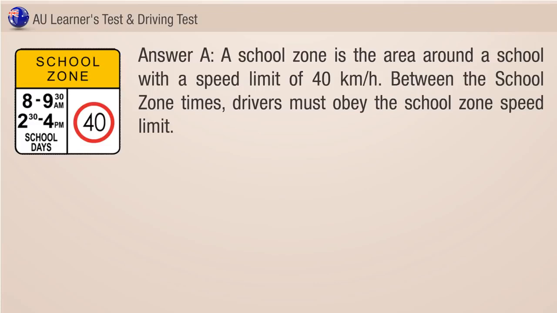Answer A. A school zone is the area around a school with a speed limit of 40 km per hour. Between the school zone times, drivers must obey the school zone speed limit.